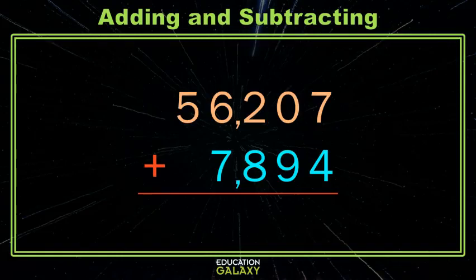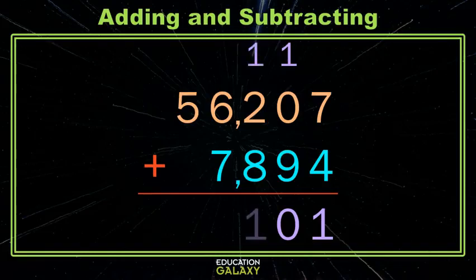So then we start on the right with our 1s, adding our 7 and 4, we get 11. So we leave the 1 in the 1s, and we carry the other 10 to the next column. Now we have 0 and 9, which is 9, plus the 1 we carried is 10. So we leave our 0 here, and we carry that 1 over. Then we have 2 and 8, which is 10 with the 1 we carried, so that's 11.